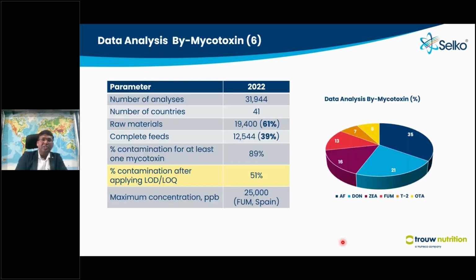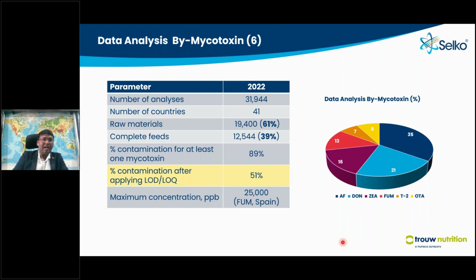So in terms of the data, we have close to about 32,000 data points. The number of countries represented was 41. Raw materials was 61%, complete feeds 39% of the data. And at least for one mycotoxin, without using the filter of limit of detection, LOD, it was 89%.